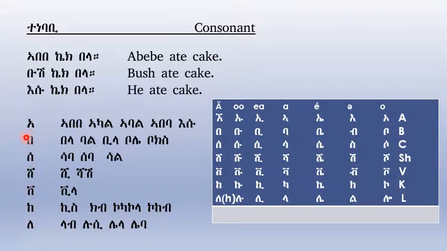Now let's make some easy sentences out of these letters. You remember this A. Abebe. This is our Be. Abebe. Cake. This is our K. Cake. You know B. And this is our La. Abebe cake bella. Abebe is a common name for men. Abebe ate cake. Cake is cake.